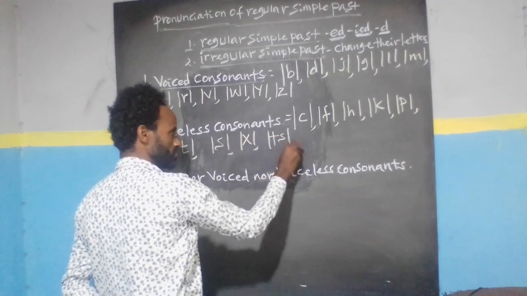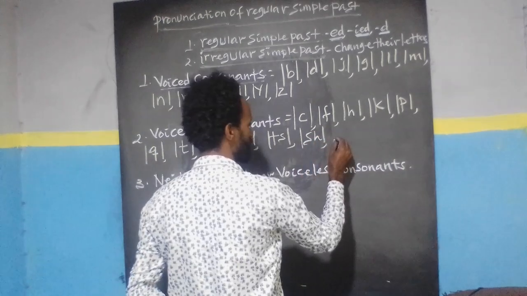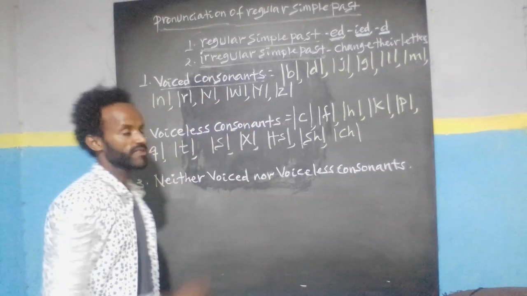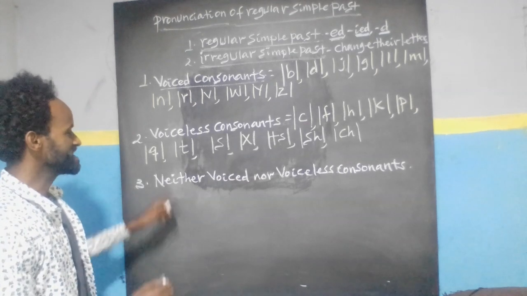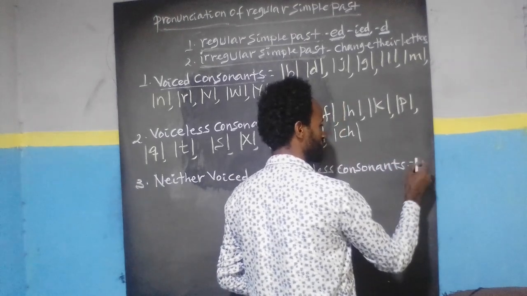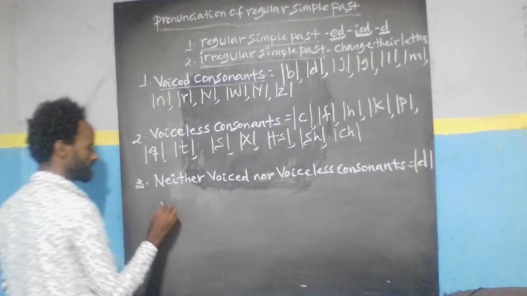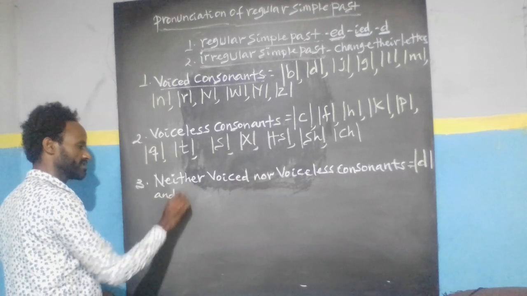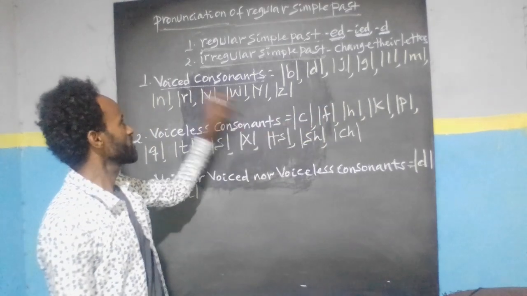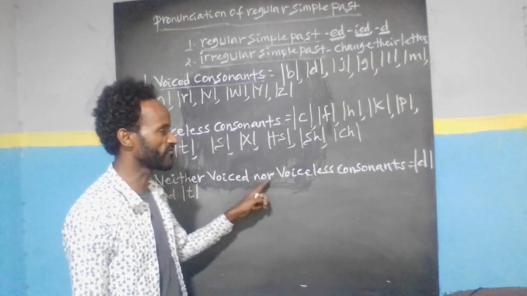And the others, you can also use TS or SH, and the other one is what? CH. CH are the voiceless consonants. And the last group is what? Neither voiced nor voiceless. There are two letters. These letters are what? D and what? D and T. Good.